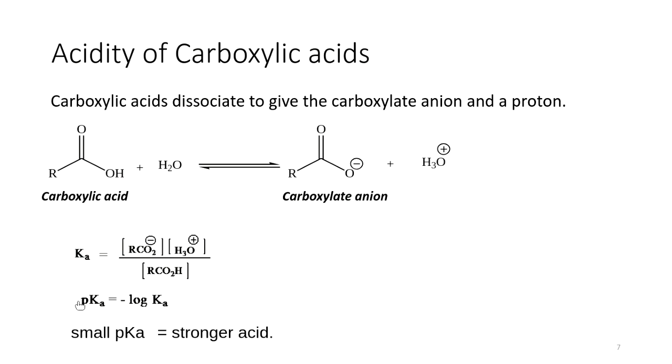And some other terms that we want to remember: the acid, once it has lost its proton, is now known as the conjugate base. So the carboxylate anion is the conjugate base of our carboxylic acid. So we're just trying to remember all these terms that we learned from analytical chem.